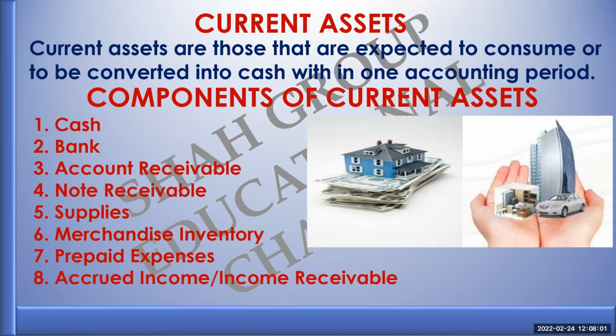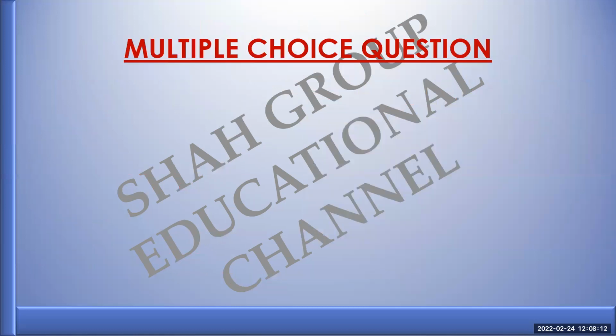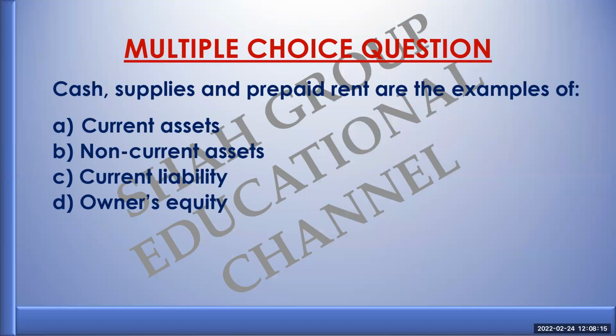Okay. By learning the definition of current assets and some examples of current assets, are you people able to attempt a MCQ? Okay, let's have a MCQ. The MCQ is: cash, supplies, and prepaid rent are the examples of what? Options are current assets, non-current assets, current liability, or owner's equity. Yes, students, you are thinking absolutely right. Cash, supplies, and prepaid rent are the examples of current assets. Good. Okay, beta. Let's move on to another topic.